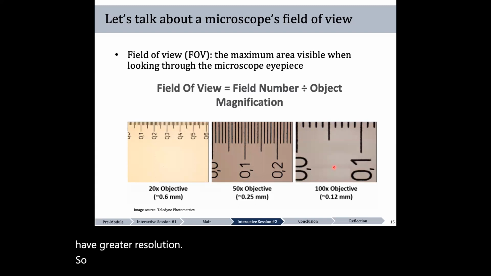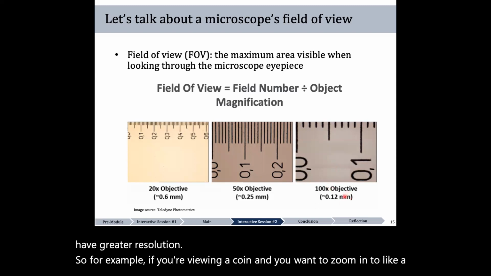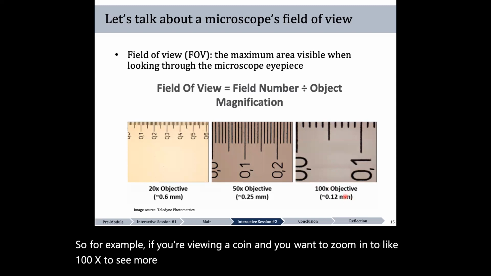So for example, if you're viewing a coin and you want to zoom in to like 100x to see more details, of course, you're going to see less surface. You're going to see lower surface area of the coin.